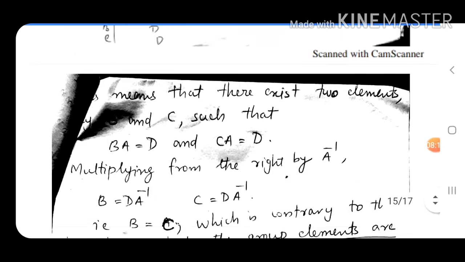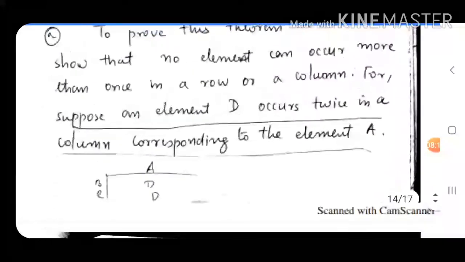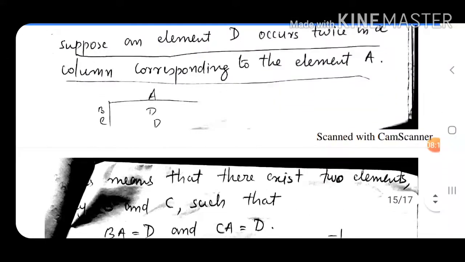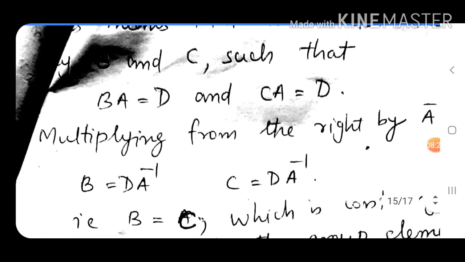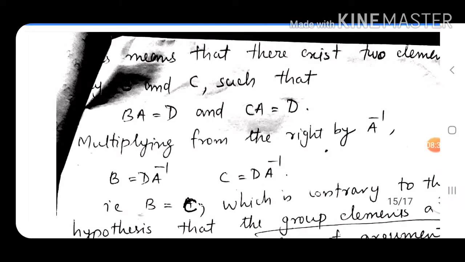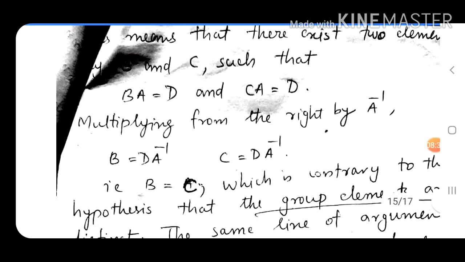So this means that there exist two elements B and C such that BA is D and CA is also D. Now we multiply from the right by A inverse in both equations, BA equal to D and CA equal to D. So we get B equal to D A inverse.